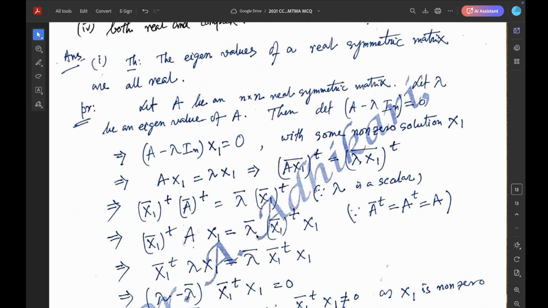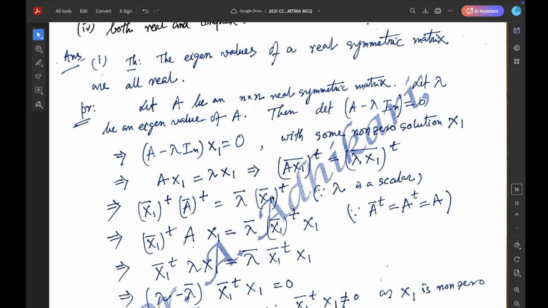Now the proof of this theorem: let A be an n by n real symmetric matrix, and let lambda be an eigenvalue of A. Then the determinant of A minus lambda In equals 0, where In is the identity matrix of order n. This implies (A minus lambda In) X1 equals the null matrix O with some non-zero solution X1. So this implies A X1 equals lambda X1.